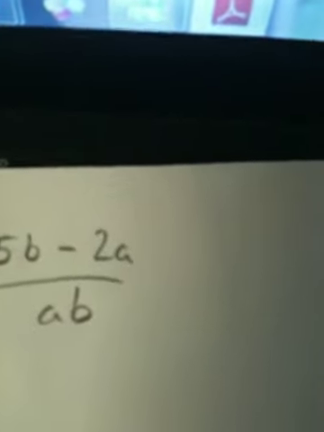On the next page. So I've got a common denominator of ab, and that gives 5b minus 2a all over ab.